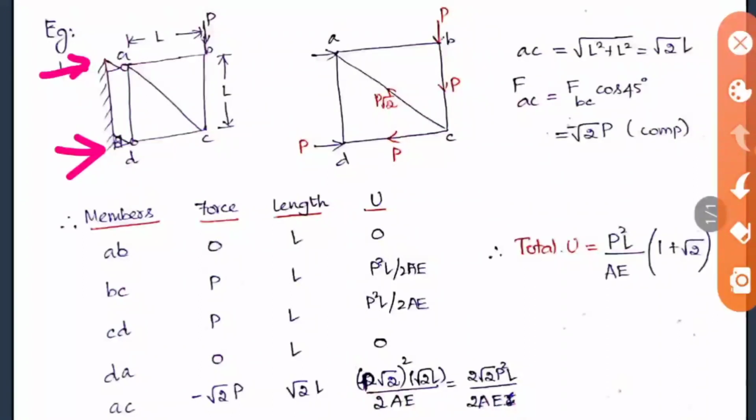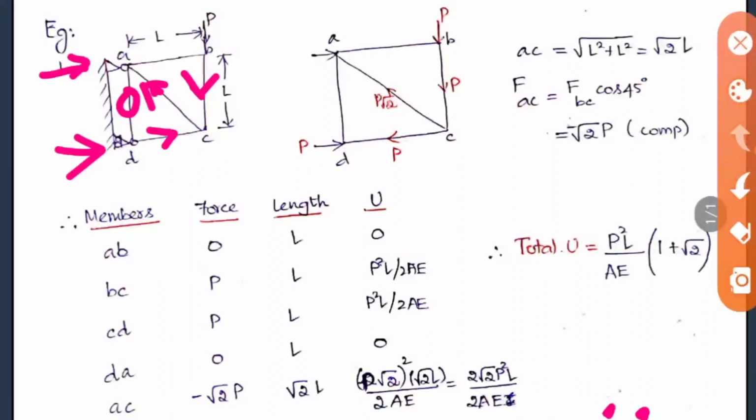As we apply the zero force member concept, this force will surely be taken by this member, and this member will automatically be zero. Here a force P is there at the top, so obviously this member also will have a force. When there is a horizontal and vertical force in a joint, automatically the inclined member also will have a force.